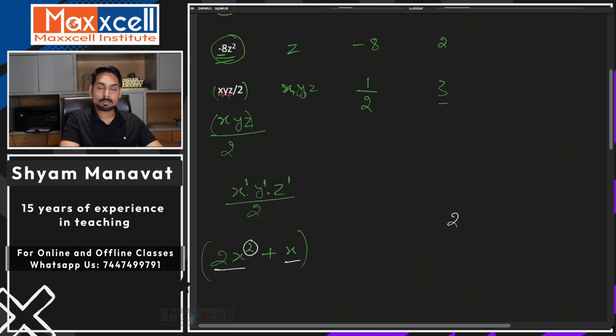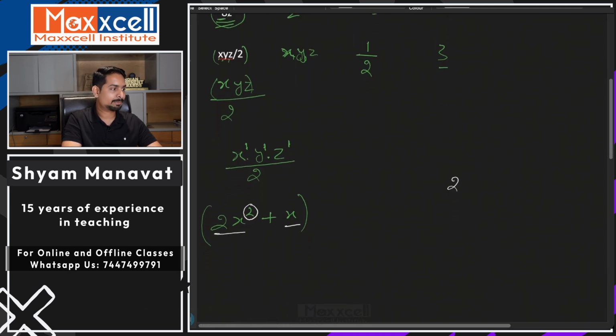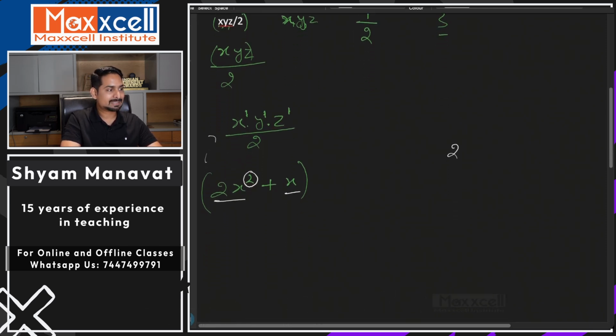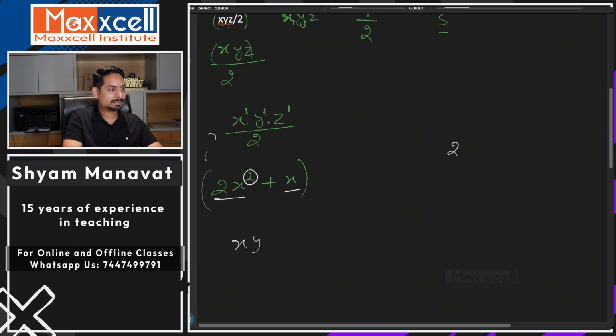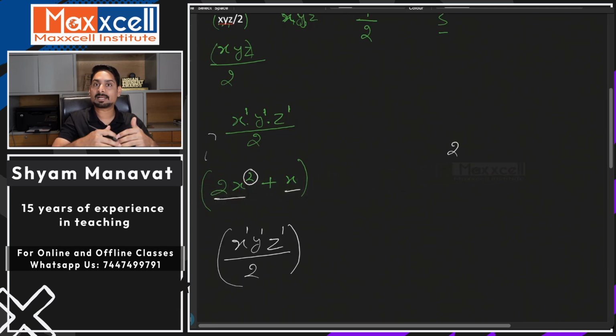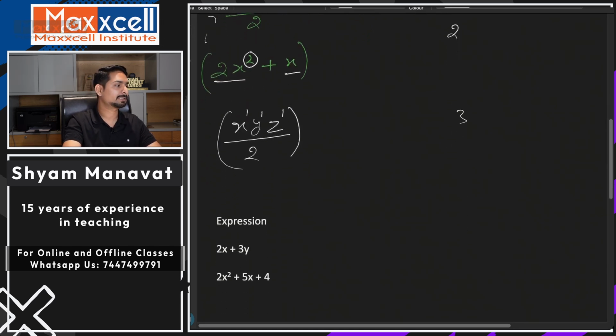Now what is the difference between this example and the previous example? In the previous example, x, y, z by 2 is one term. It's not more than one term. This is only one term. In this one term, you need to see the power of the variables, and if there are different variables, you add all the powers and say that is the degree of this term. So it's 1, 1, 1. So the degree of the term is 3.